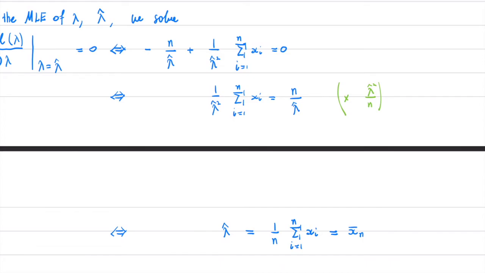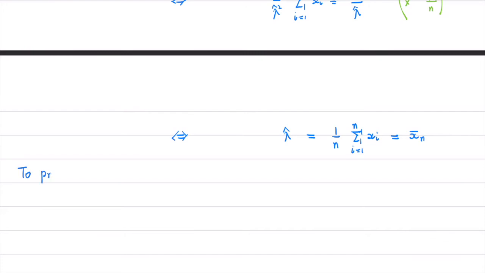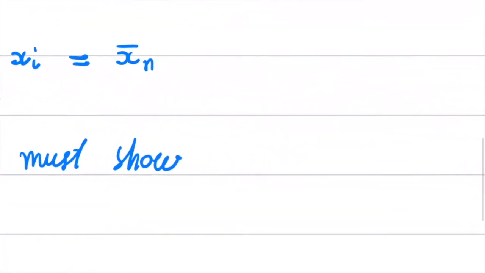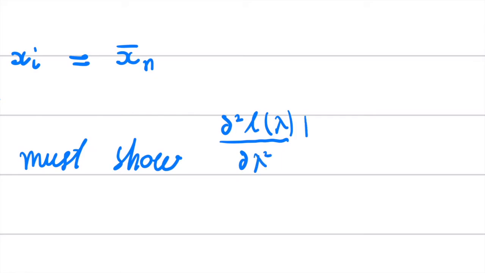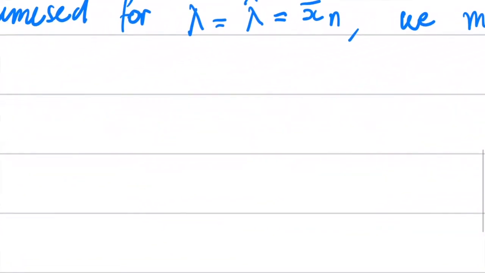So now our goal will be to show that this is a maximum. To prove that L of lambda is maximized for lambda equals lambda hat, which in this case is x n bar, we must show that the second derivative, d squared L of lambda over d lambda squared, evaluated at the maximum likelihood estimate is less than 0. Now, let's actually work that out.